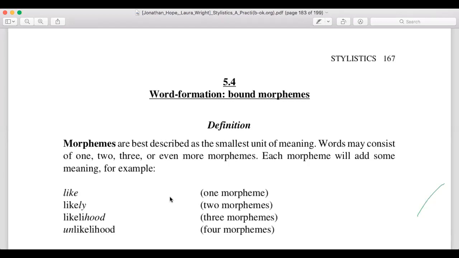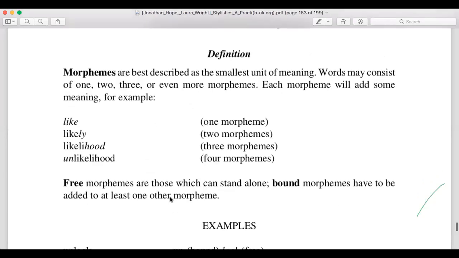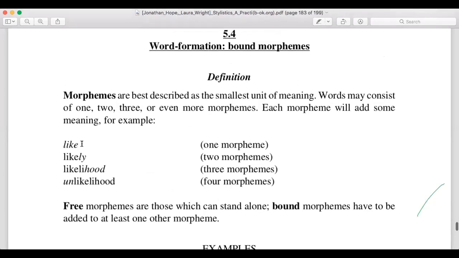Now these are the examples. Like is one free morpheme. Likely, there are two morphemes where one is free and the other is bound. Ly is bound because it cannot exist on its own. Then likelihood, these are three morphemes where two are free and one is bound, right? And then we have unlikelihood. There are four morphemes in which three are free and one is bound, right?